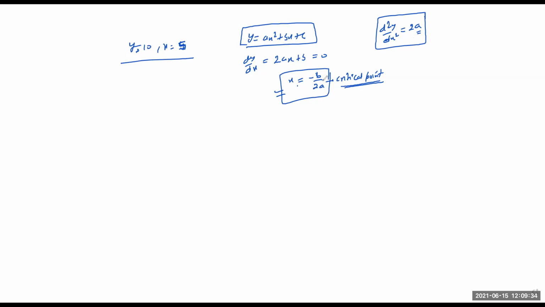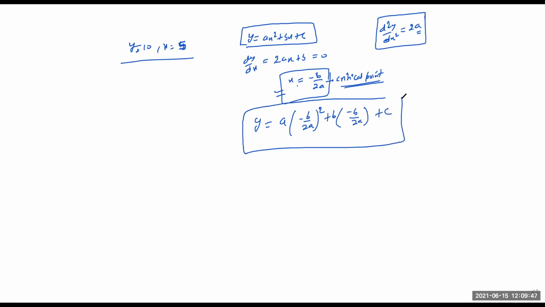This is not height. This is the critical point. To get height, you have to substitute this value in the actual expression. We will find height when we put f of x as f of minus b by 2. Correct. Very good. So when you write f of minus b by 2, then this is the height.